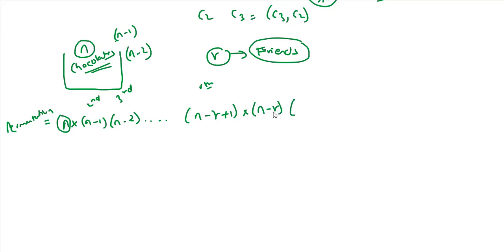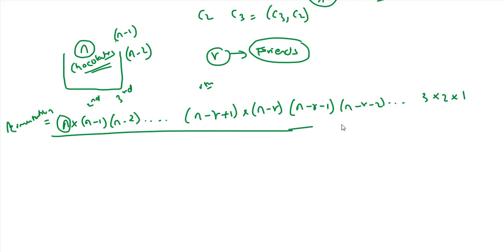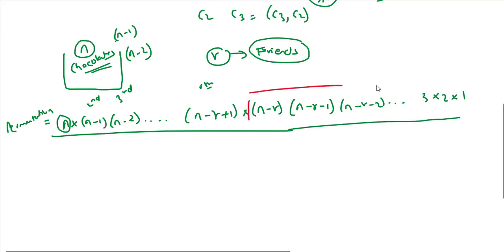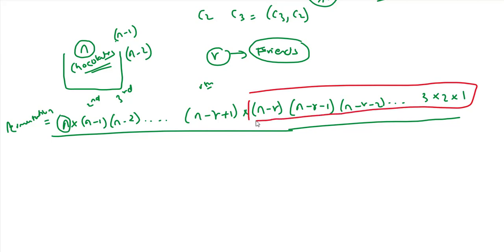Then the next term will be 1 less than this term. It will be n minus r minus 1. Then n minus r minus 2. And all the way up till 3 into 2 into 1. So this will now become equal to n factorial. Now since we have multiplied the numerator by these terms, which is n minus r into n minus r minus 1 into n minus r minus 2, we'll divide the denominator by the same term, so to balance it out.